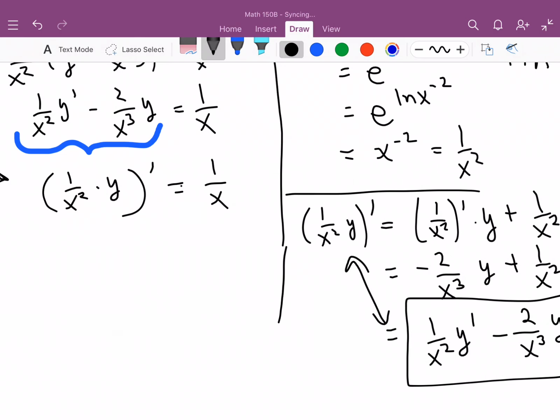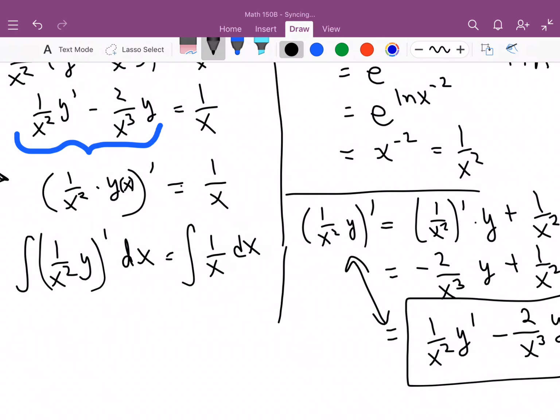All right, now we're going to use the fundamental theorem of calculus, because now I can take the integral of the left, and it has to be with respect to dx because y is a function of x. It's an implicit function of x. And then on the right, we're going to take the antiderivative of 1 over x dx. And so there they are.